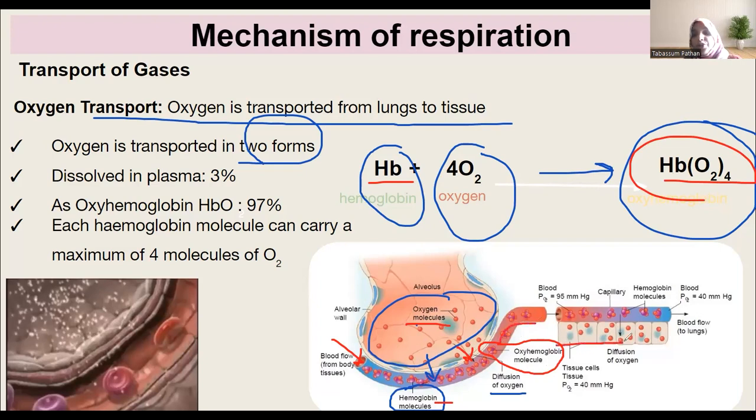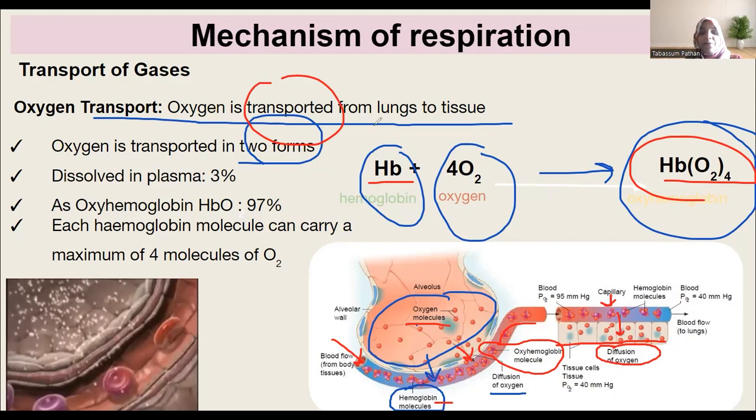Now in the tissue, you can see over here, this is the tissue, this is the blood capillary. The hemoglobin molecule will give away the oxygen. You can see the arrow downwards, it will release the oxygen, diffusing the oxygen, and now it is free. So now the hemoglobin can be again taken to the alveoli and carry the next set of oxygen molecules.